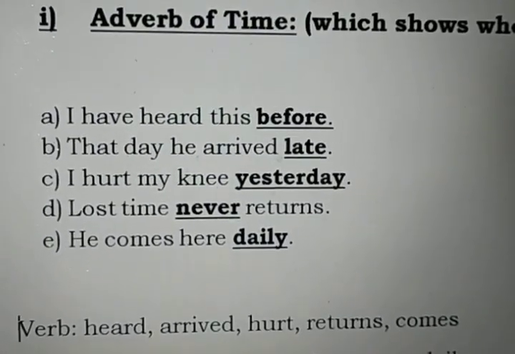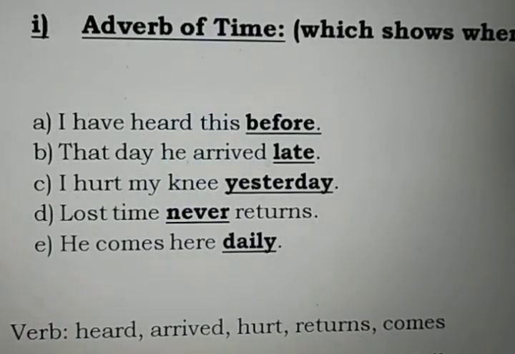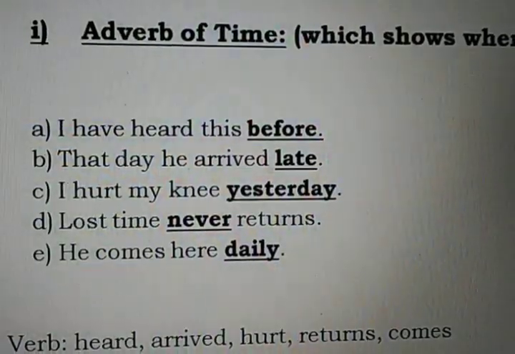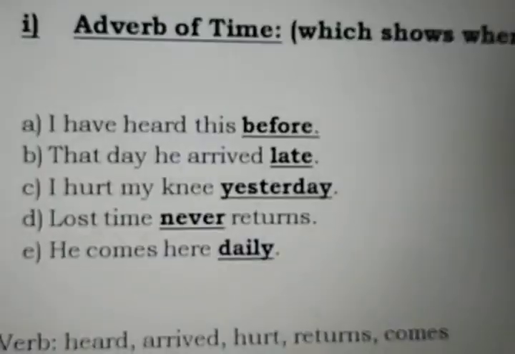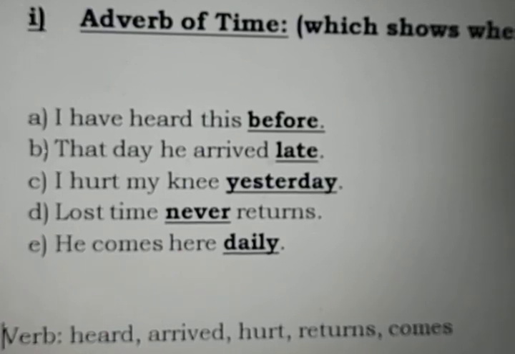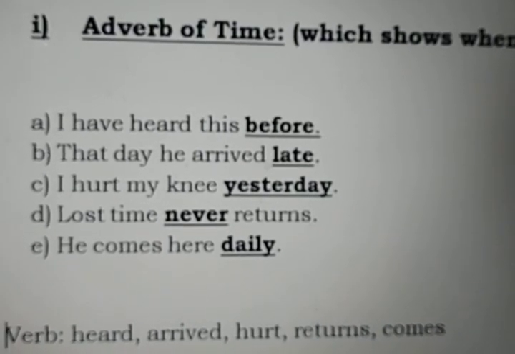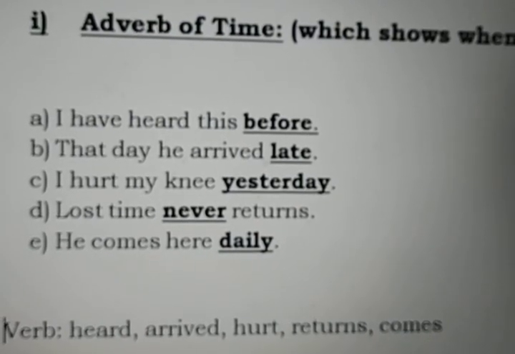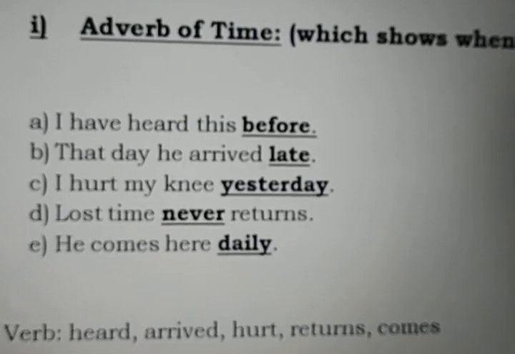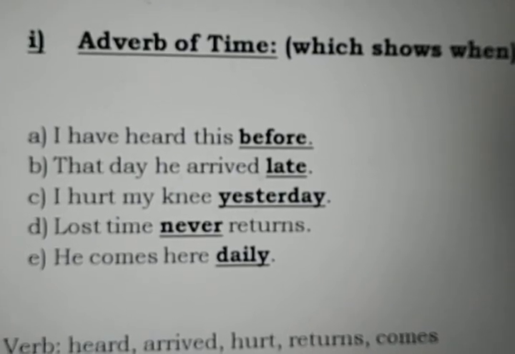First one, I have heard this before. Second, that day he arrived late. Third, I hurt my knee yesterday. Lost time never returns. And he comes here daily. So look at the words which are underlined: before, late, yesterday, never, and daily. They all are adverbs of time because they tell when the action is done.